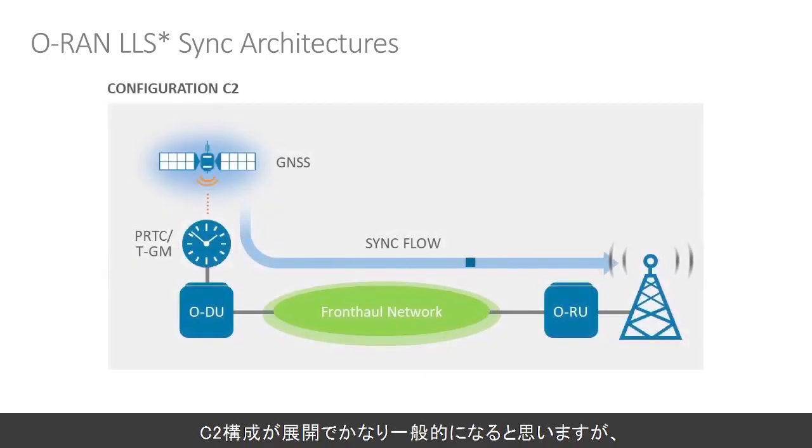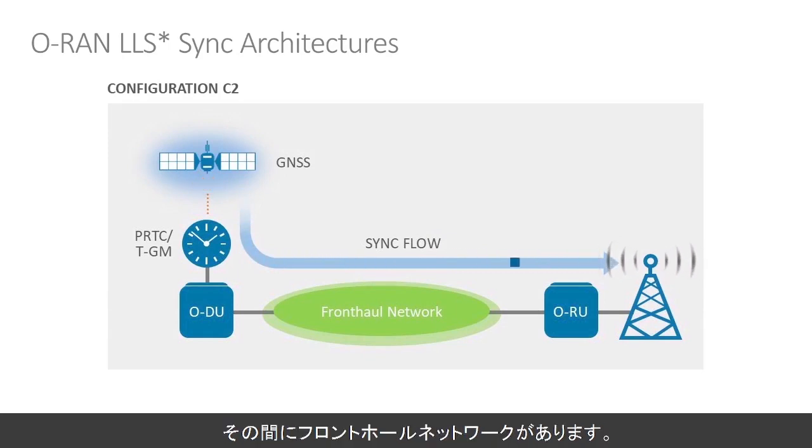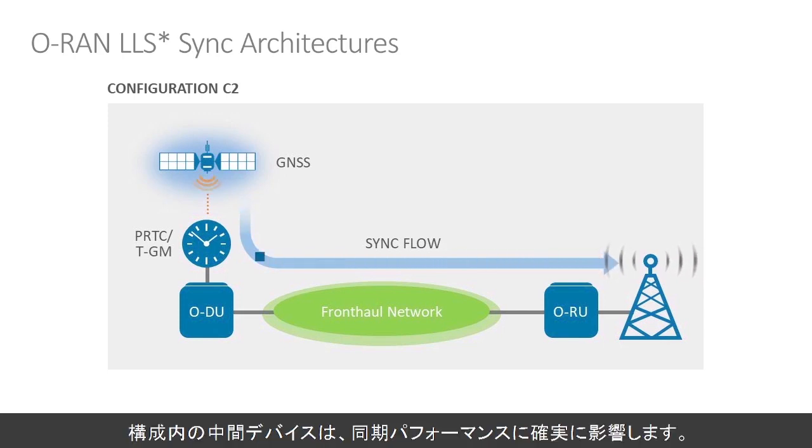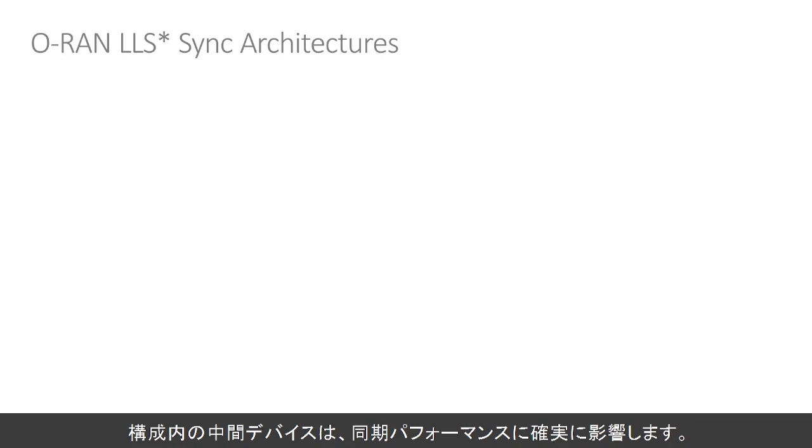Configuration C2, and this is one which I think is going to be pretty common in deployment. We have a fronthaul network in between the devices, so the sync flow is still in the same direction. Intermediate devices participating or having an effect, certainly, on the synchronization performance.